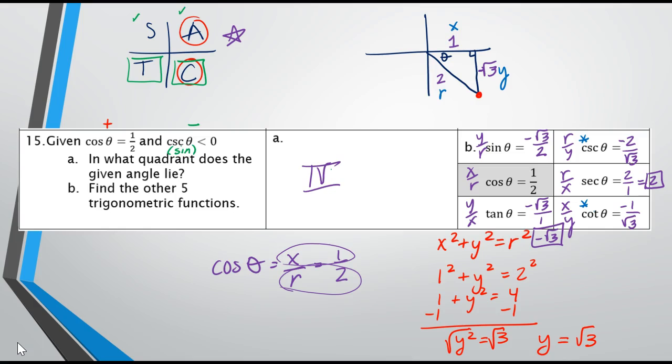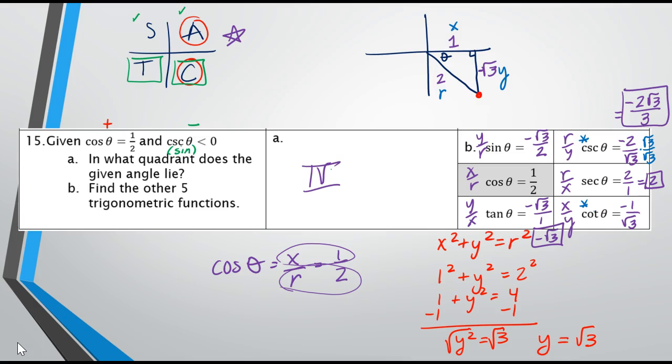All right, so let's go back to cosecant. In order to rationalize, we're going to multiply by the square root of 3 over the square root of 3. And then when I multiply straight across, which I'm actually going to do up above it because I'm running out of room, I would have negative 2 square root 3, and then my denominator would be 3. So this would be my final answer for cosecant.